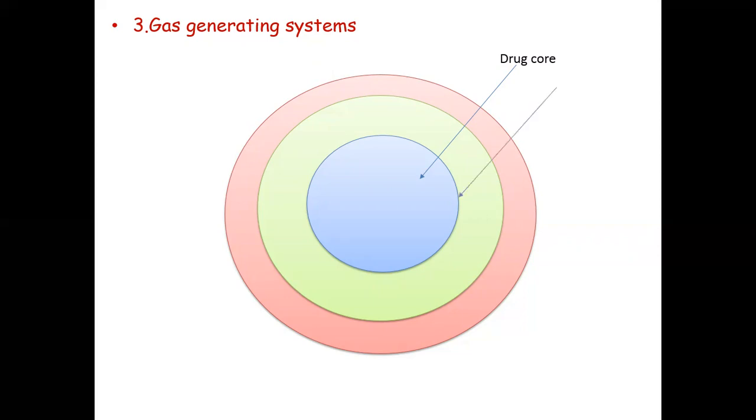The internal core contains the drug, which is enclosed inside a permeable membrane. Next comes the layer of sodium bicarbonate, and the external layer is that of tartaric acid. Once sodium bicarbonate and tartaric acid come in contact, they react to form carbon dioxide. Now, carbon dioxide is a gas. It is forming inside your dosage form. So, because of that gas, the system will start to float on the gastric contents.